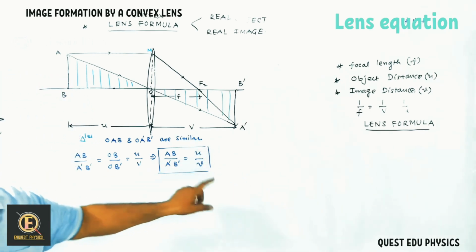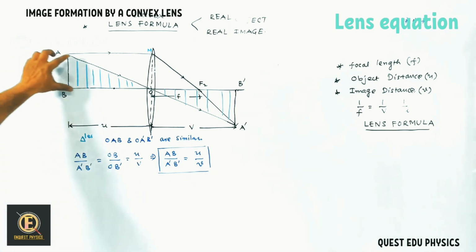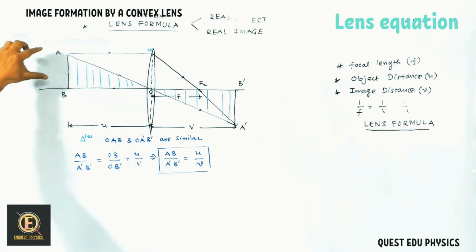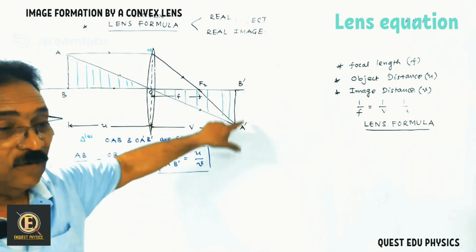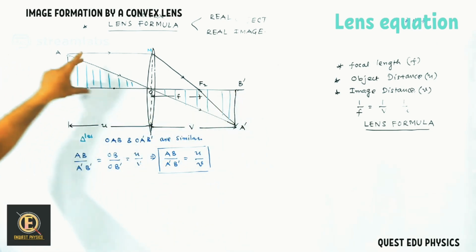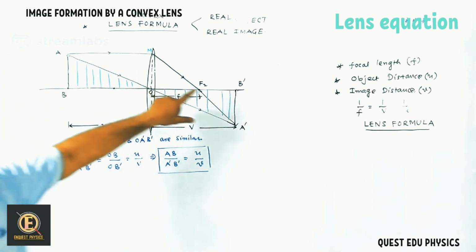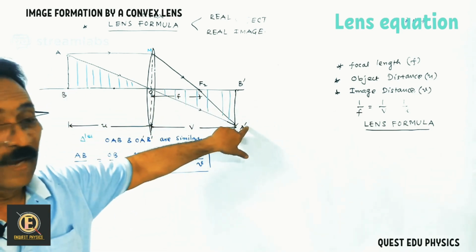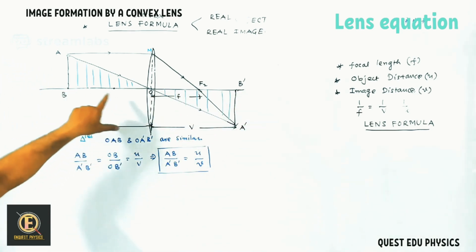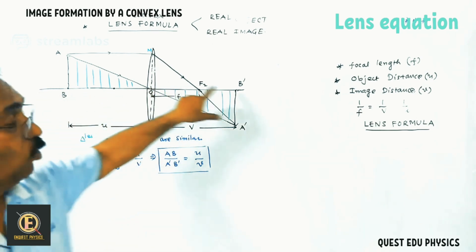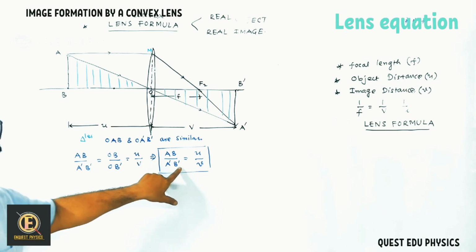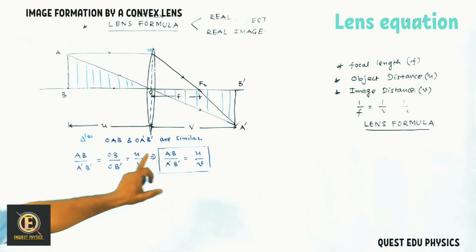AB by A dash B dash is equal to OB by OB dash. I took the values and put the values. It is AB by A dash B dash is equal to U by V. I am not taking any sign convention. Okay, this set of triangles is done, students. Then after, we can find one more set of triangles. See, this triangle, students, and I have this.